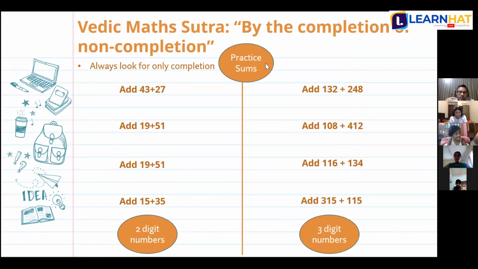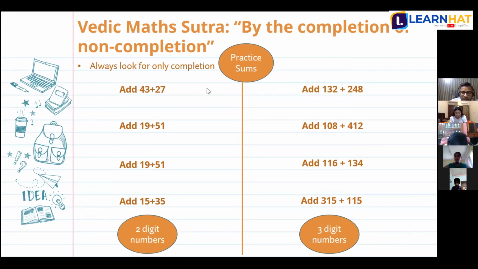Okay. So rather than putting it 43 plus 7, you may get confused. So put 40 plus 3, 43. 27 is 20 plus 7. So 40 plus 20 is 60. 3 plus 7, 10. Then if you add 60 plus 10, it becomes 70. Always look for the wholeness, which is the base called 10, 30, 20, like that.